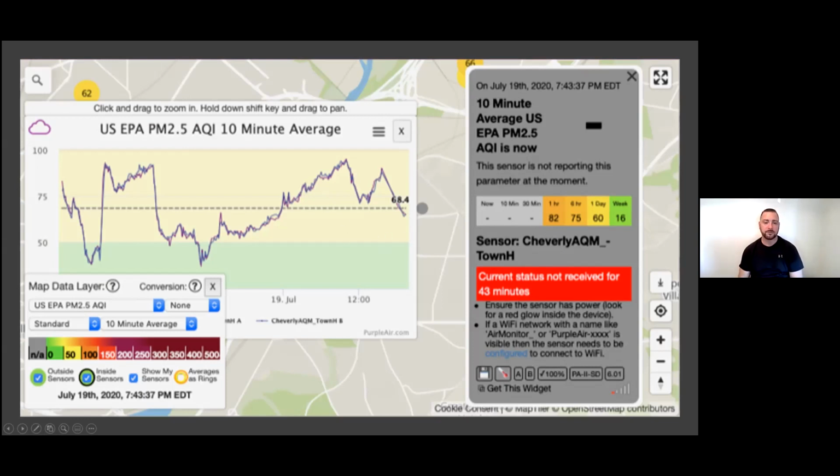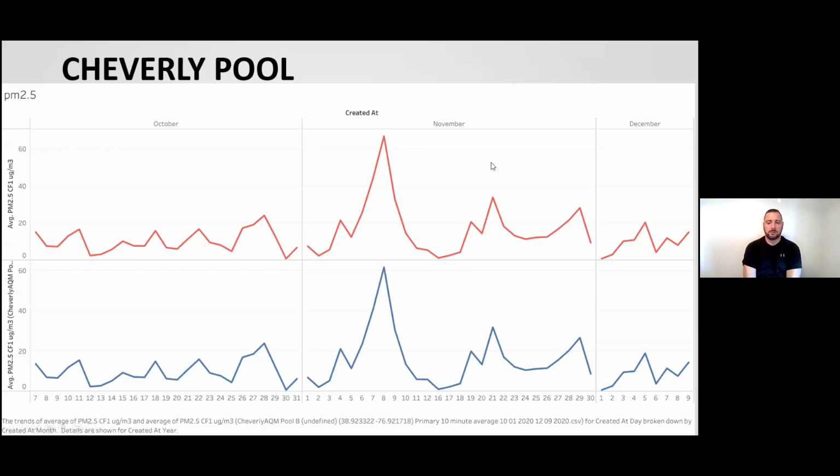And to describe a little bit more about the data and how to interpret this data, I'm going to pass the microphone over to Abraham.